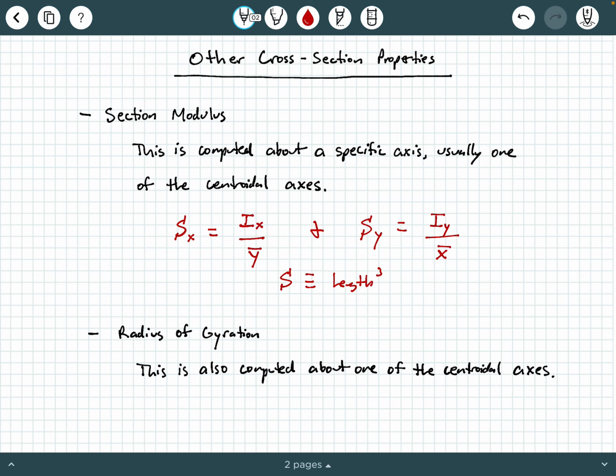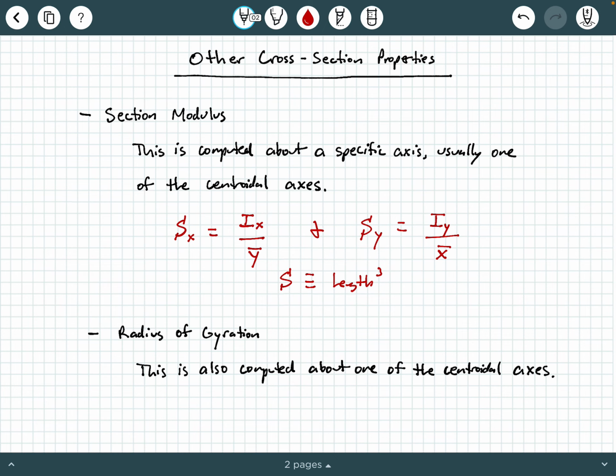Now, this is not a volume. This is a type of area moment. So it's ultimately derived by taking an area and rotating it about an axis. So when you take an area and you multiply it by perpendicular distance, you'll have area times perpendicular distance, which will give you a length to the third power. So it's not a volume, but it has units of length cubed. But it does not physically mean volume, okay?